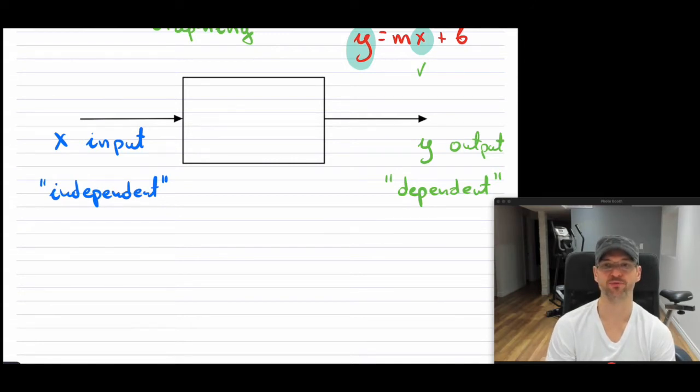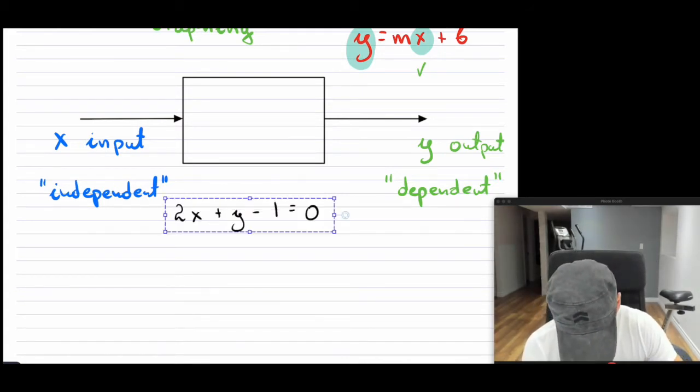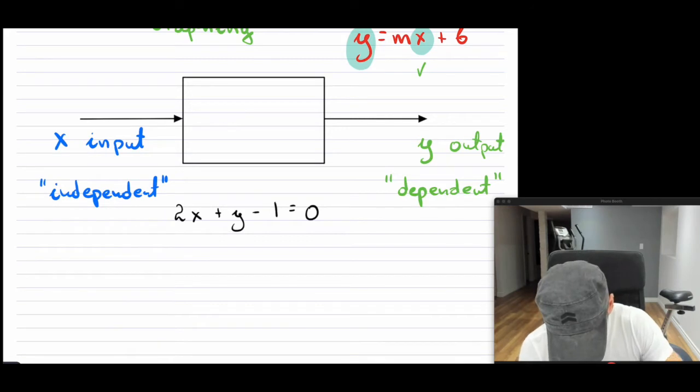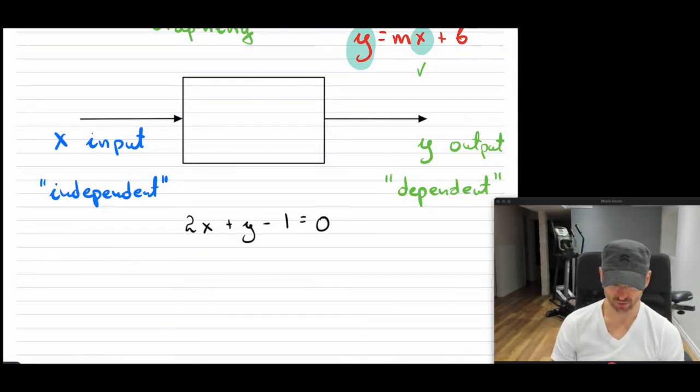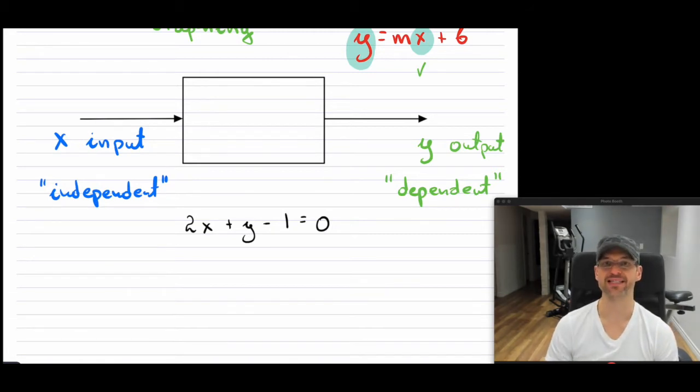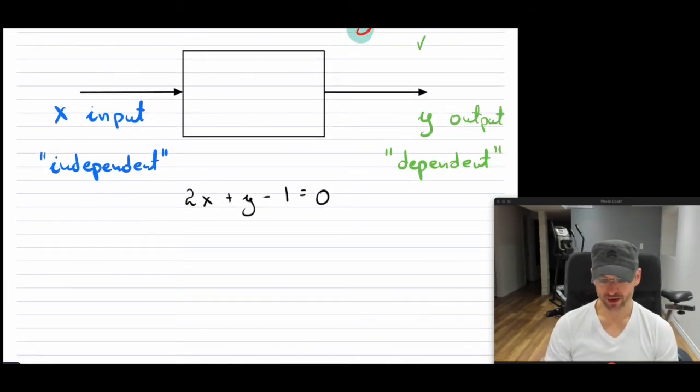And I'll give you an example for that. If I take an example here, I'm going to paste an example that we have. This is 2x plus y minus 1 is equal to 0. So it looks like it's in standard form, right? In this ax plus by plus c form. And now, what is the input and the output?